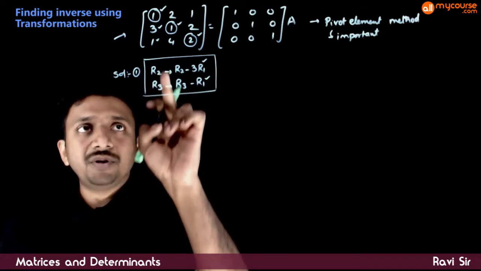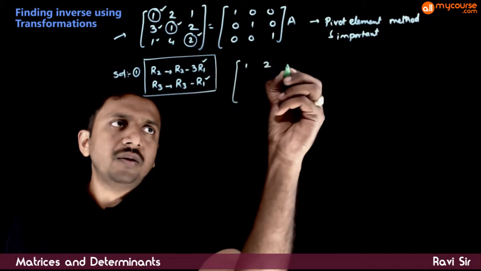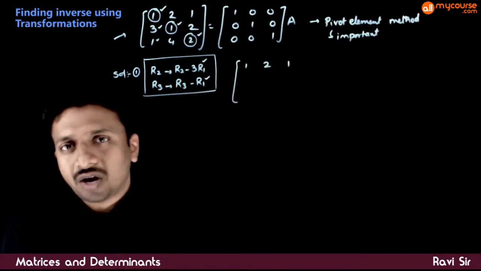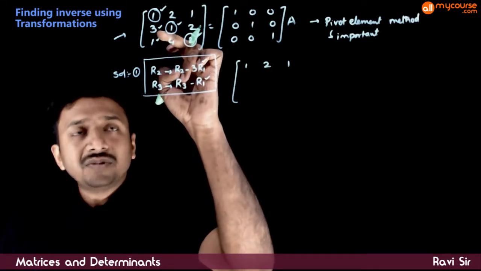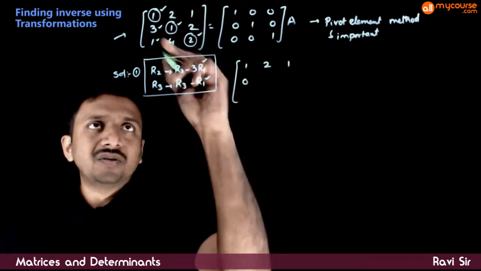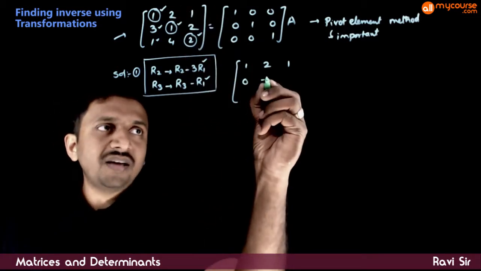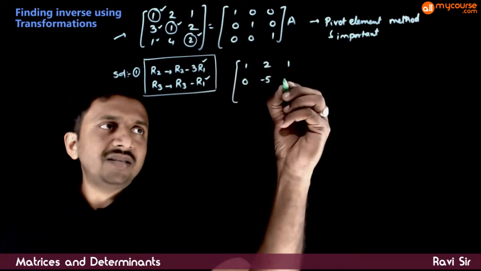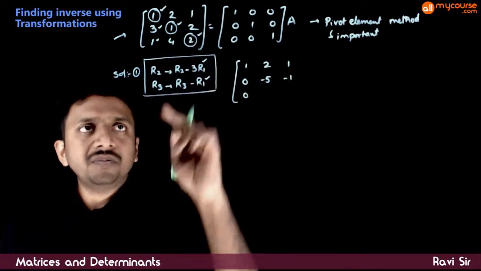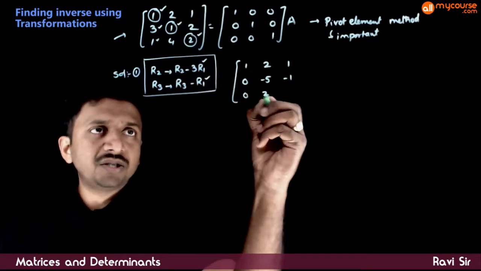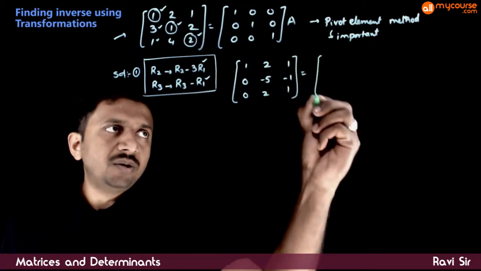Now what happens if you do this transformation in this matrix? Row 1 is not changing because row 1 is not being transformed. So what happens to row 2? Row 2 becomes row 2 minus 3 times this. So 3 minus 3 is 0. 1 minus 6 is minus 5. 2 minus 3 is minus 1. 1 minus 1 is 0. R3 minus R1 is 2. R3 minus R1 is 1 is equal to.